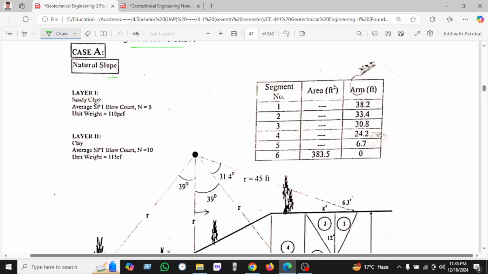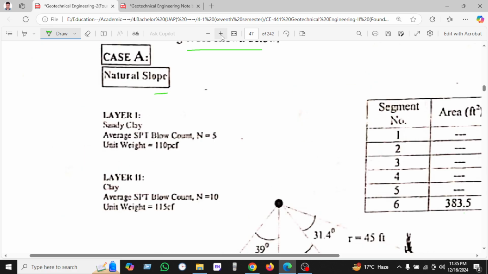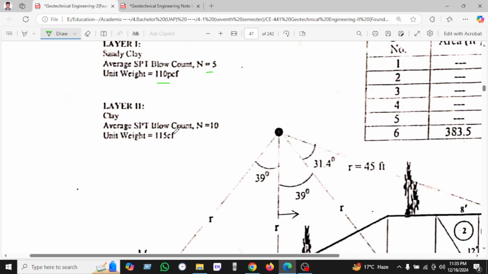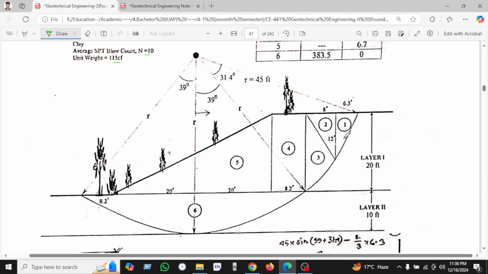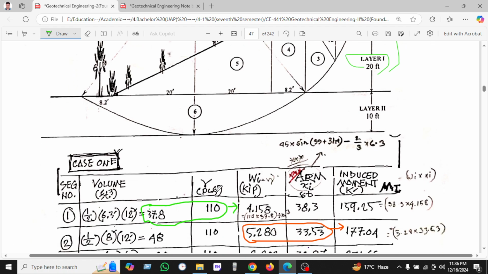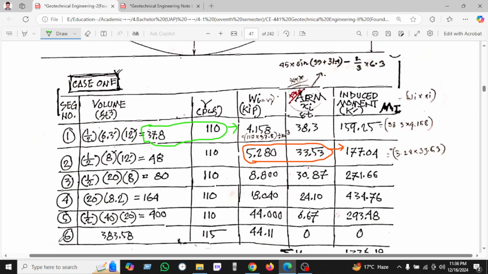We can see the sand, clay. Layer 1 is sand, average SPT 5, and unit weight 110, and layer 2 is clay, average SPT value count is 10, and unit weight is 115. So we can see here the total segments are 6: 1, 2, 3, 4, 5, 6. Layer 1 is here. This portion is layer 1, and layer 2 is here. So we can see segment 1 to 6, and volume of segment 1.